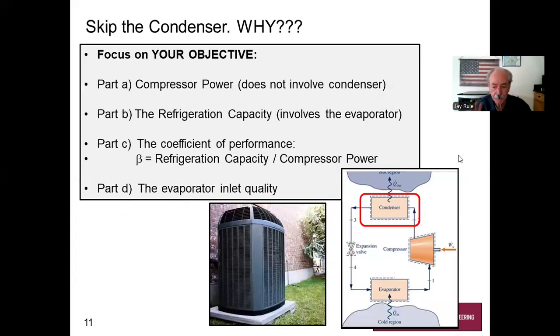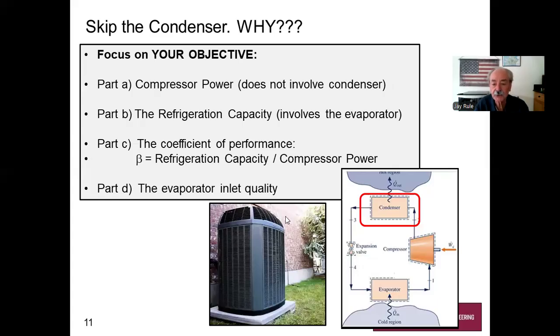Then we get to the condenser and we do some thinking and say, okay, what do I need to do with this condenser? And we're going to skip the condenser. Why? For this problem assignment, part A, we're asked for the compressor power. Do you see it has nothing to do with the condenser? Part B, the refrigeration capacity. Well, that's down in the evaporator. Doesn't have anything to do with the condenser. Part C, the coefficient of performance. That's just going to be part B divided by part A. Part D, the evaporator inlet quality. We're interested in X4, so we're interested in the evaporator process. None of our work involves the condenser.